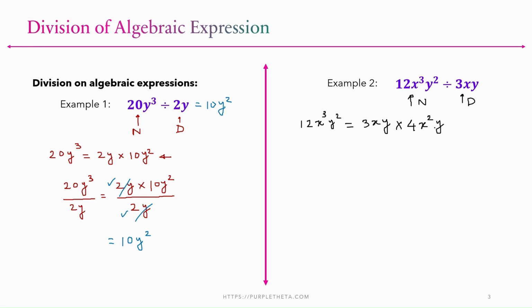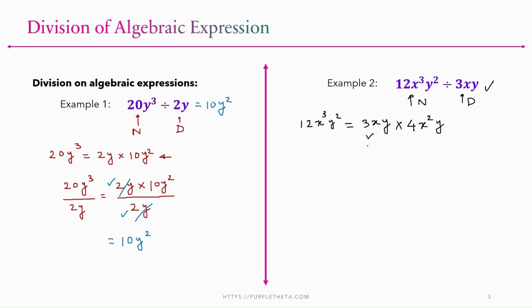In this example, we can see that the denominator 3xy, and here also 3xy, it can be separated completely from the numerator. But there will be cases where the denominator cannot be seen as a direct multiple of the numerator, right? We will discuss those in later examples. For now, I have taken a simple example to help you understand the process clearly.